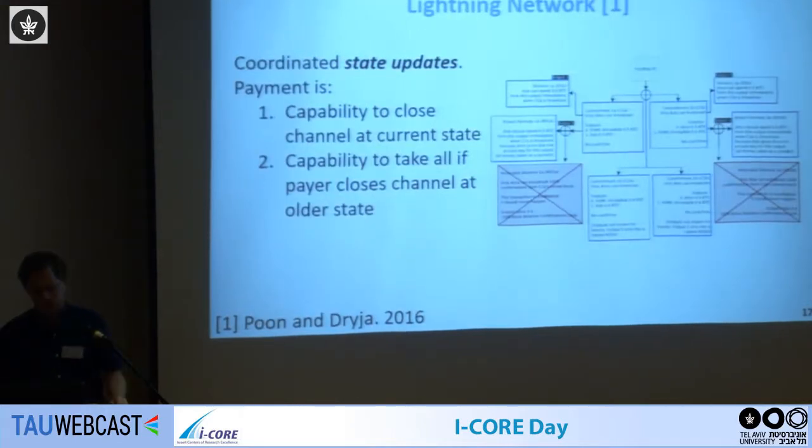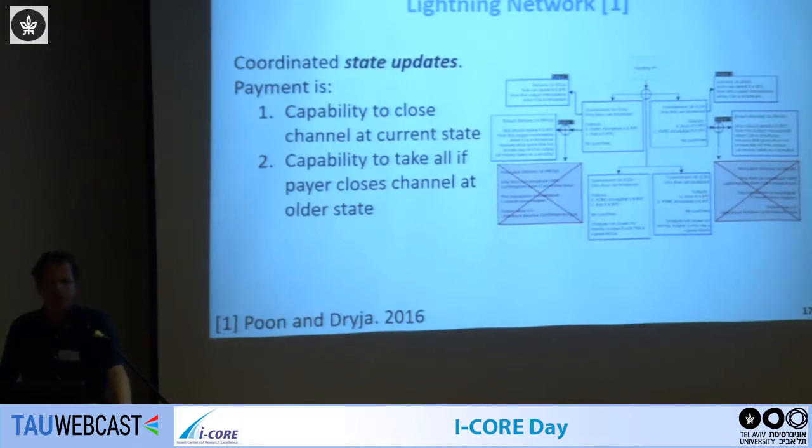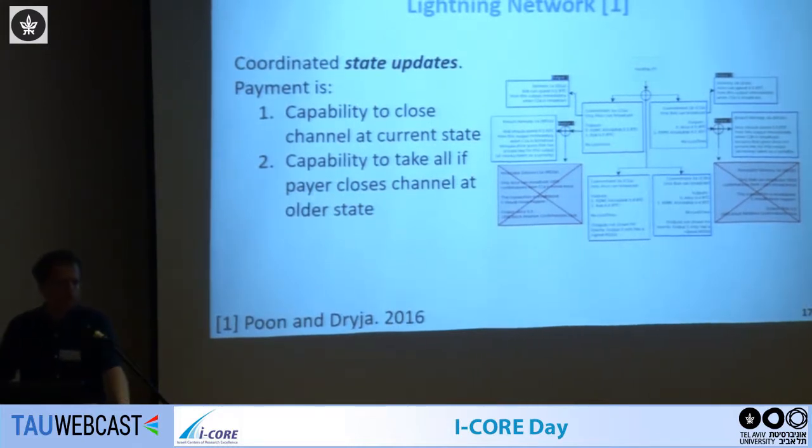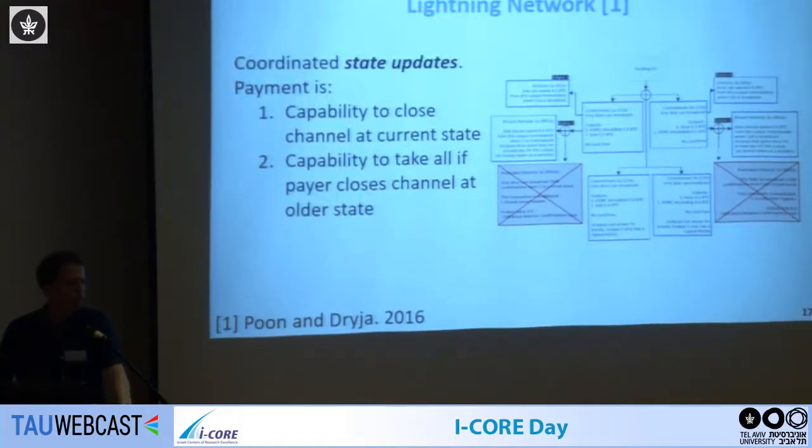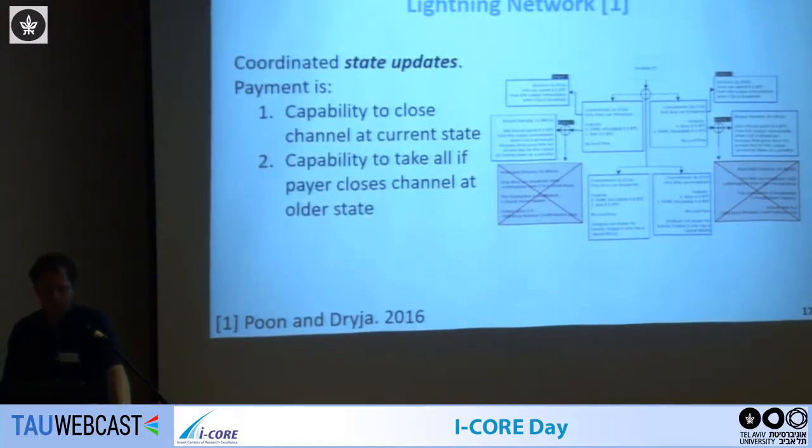Another approach, not simpler, is called the Lightning Network. Poon and Dryja came up with it a while back. The latest version of their paper I've seen is 2016. It's now being developed by at least 3 separate entities. One of them is MIT's DCI. Another is a company, which doesn't matter.